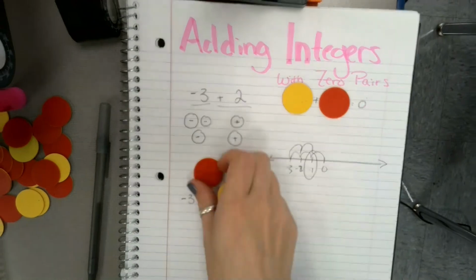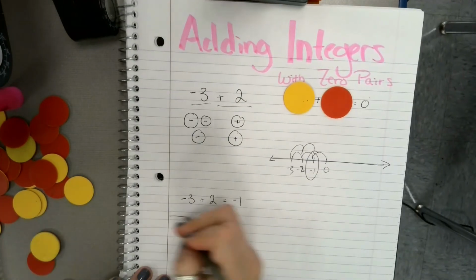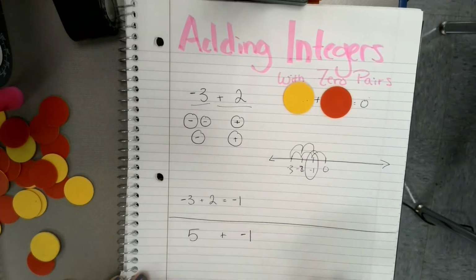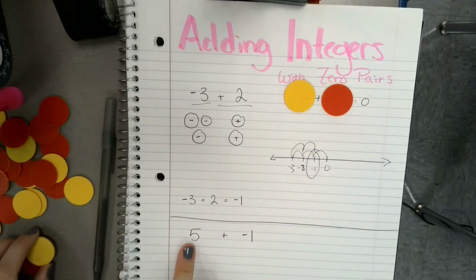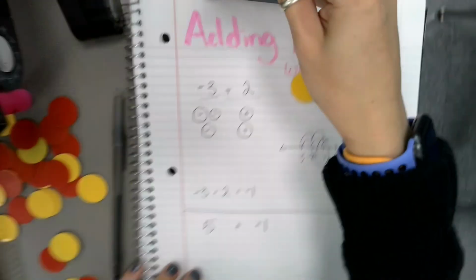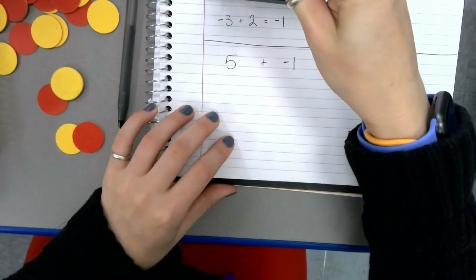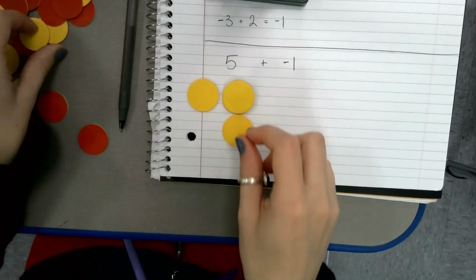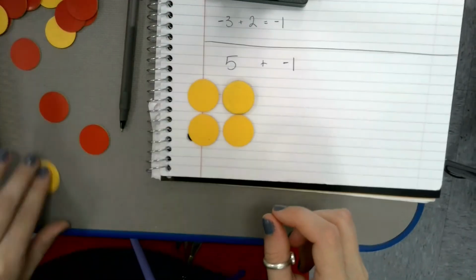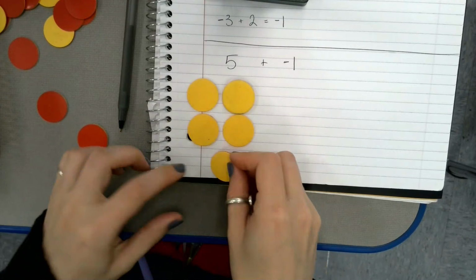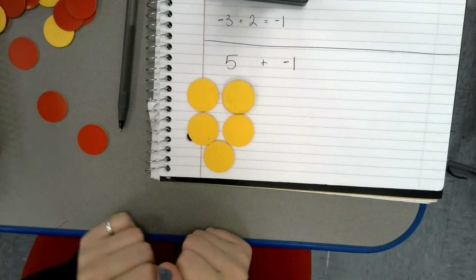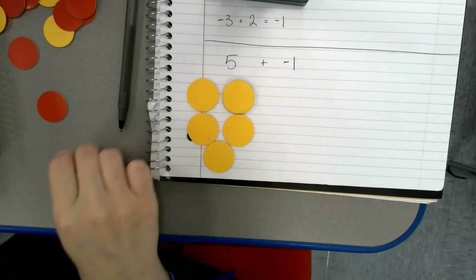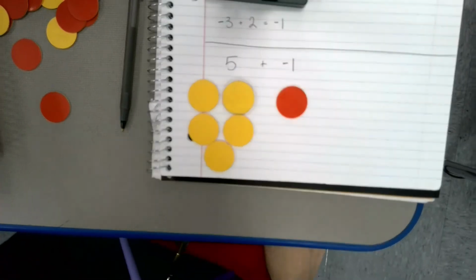Let's try another one. Let's try 5 plus -1. So the 5 doesn't need to have a positive sign for us to know that it is positive. So I would draw or use 5 positive integer chips. Maybe you're drawing 5 plus signs or 5 circles with plus signs in them, or maybe you have 2 different colored markers. And I'm going to add in 1 negative.